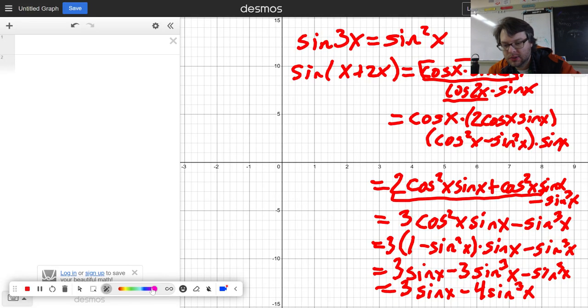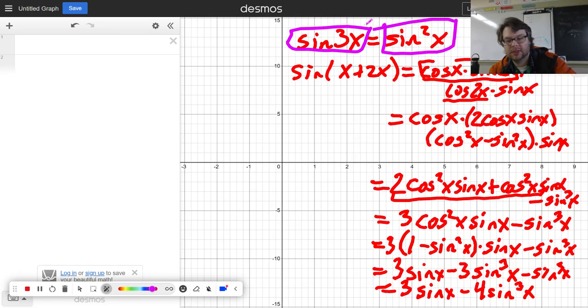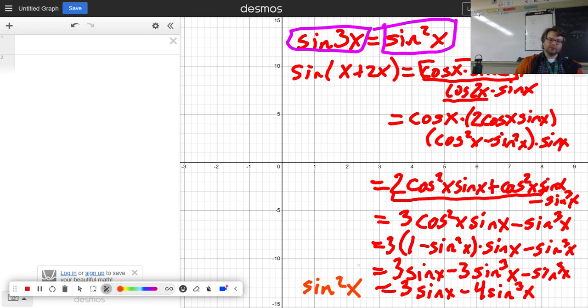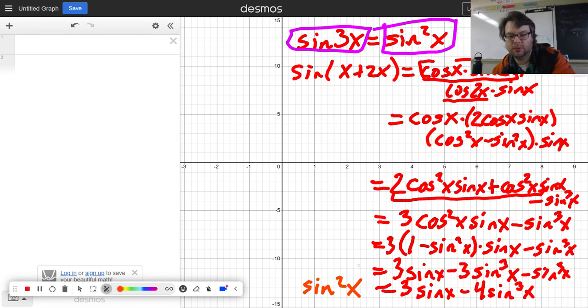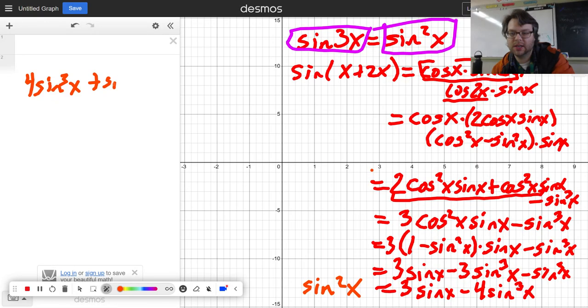Everything I've done so far has been just playing with sine of 3x, but we also know that's equal to sine squared of x. So I'm going to take my answer down here and set that equal to sine squared x. Okay, now I only want to find the values between 0 and 2 pi. What I'm going to do is bring everything over to one side of the equation. 4 sine cubed x plus sine squared x minus 3 sine x equals 0.